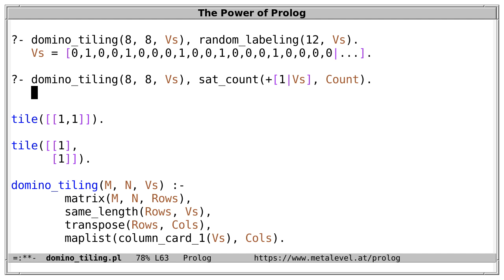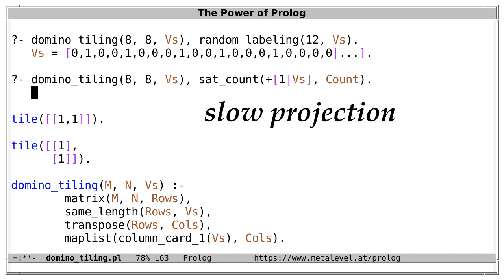It again takes a while, a very long while. Why? Well, we again run into the problem we saw before, the slow projection of residual goals. So even after the solutions are counted, which may even be quite fast, this query takes a long time, because the pending constraints on Vs must be converted to residual goals. And as we've seen before, this is currently slow.